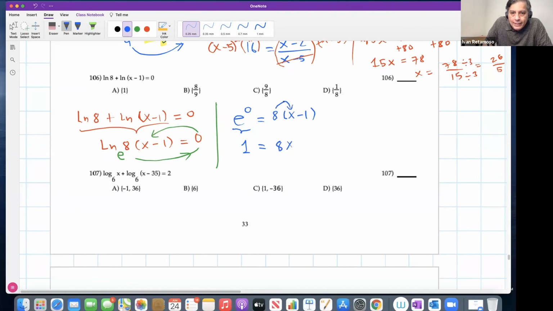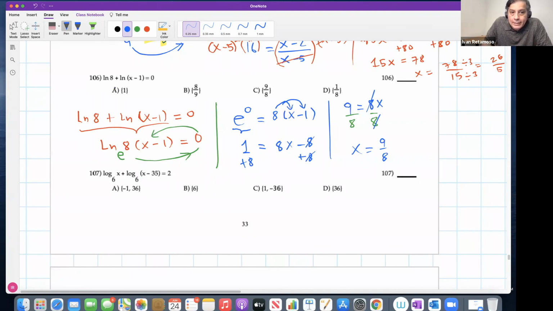8x minus 8. From there, add 8 to both sides of the equation. You will get that 9 is equal to 8x, right? Dividing by 8 on both sides, you will get your answer. x equal 9 over 8, right? They wanted it in exact form.